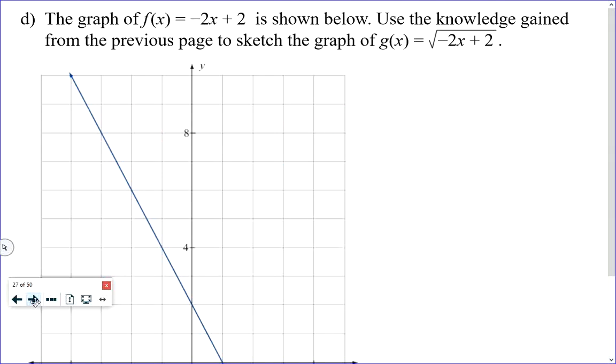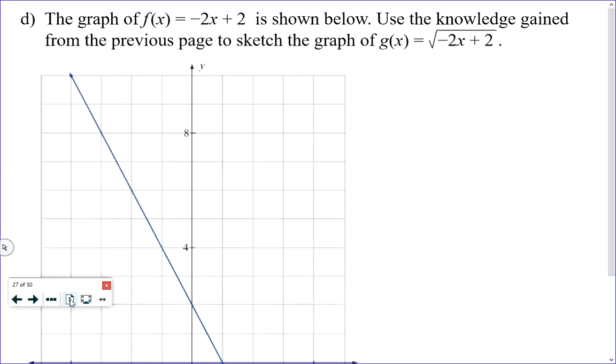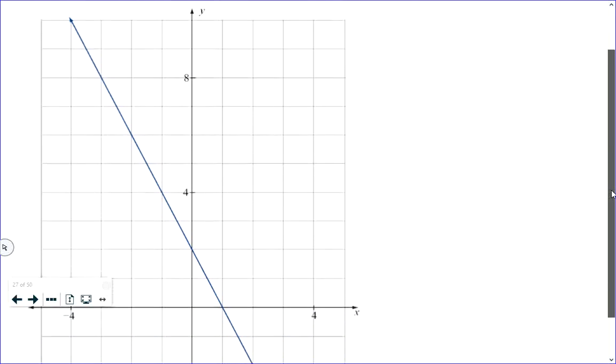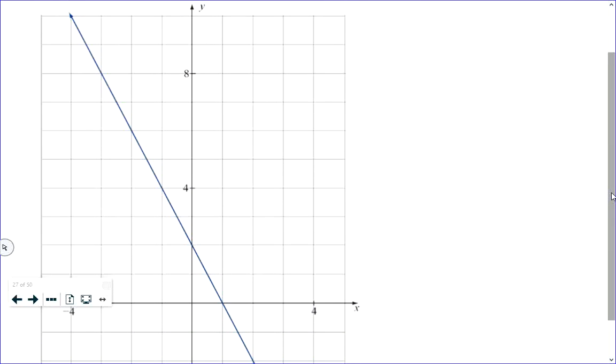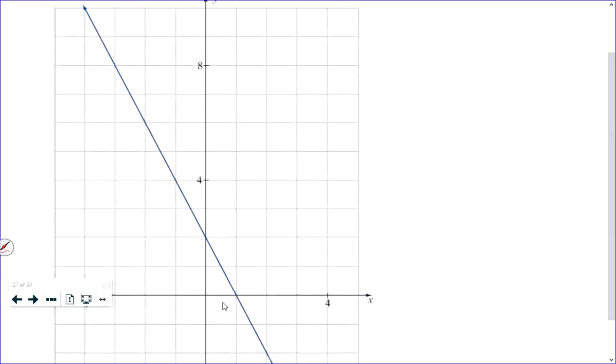So, using that knowledge, if you were asked, not even knowing the equation of this graph, like this is y equals negative 2x plus 2. But if I just said to you, here is a graph of a function, what will the square root of that function look like? You will say the following. You will say that this point and this point will be invariant. Because that's where y is 0 and y is 1.